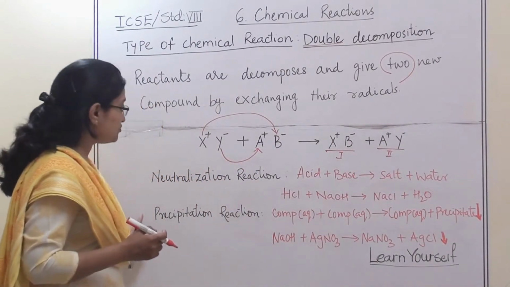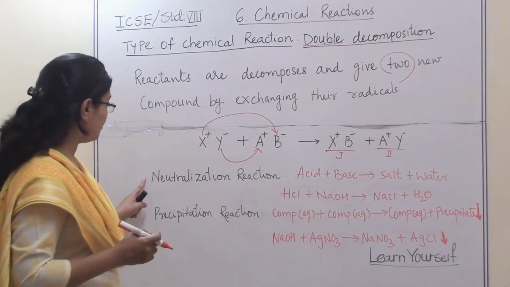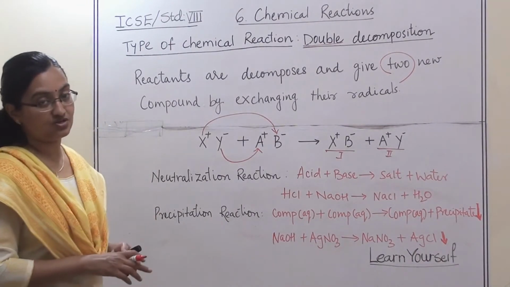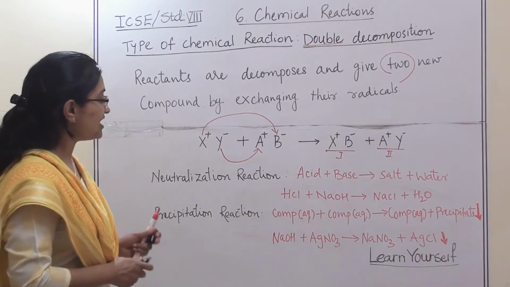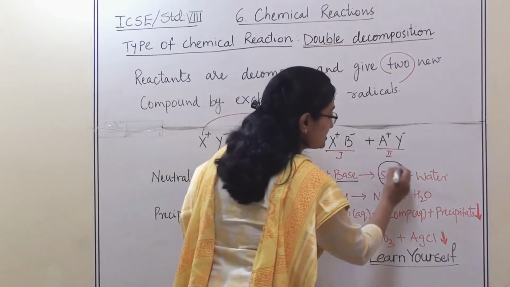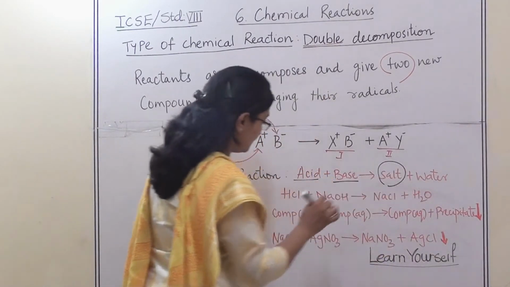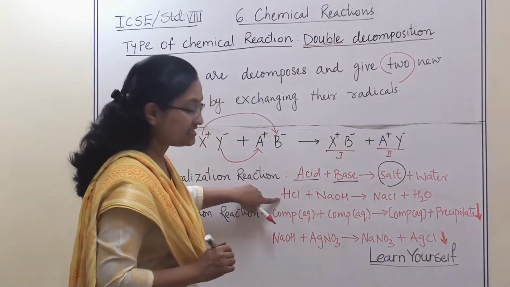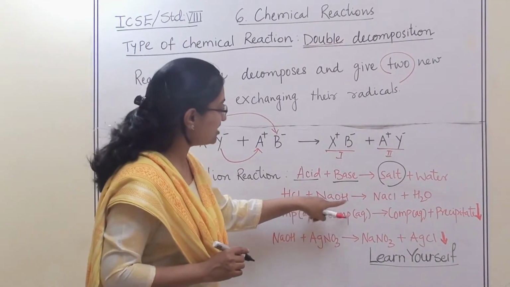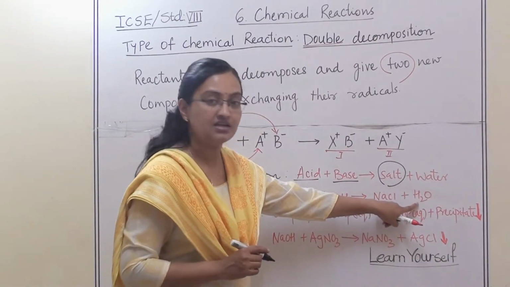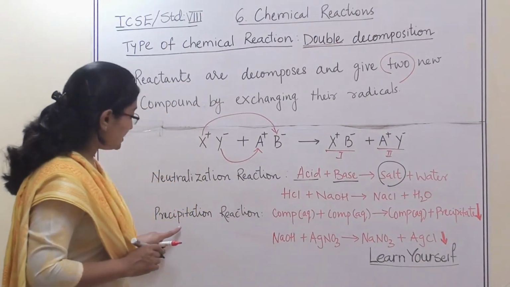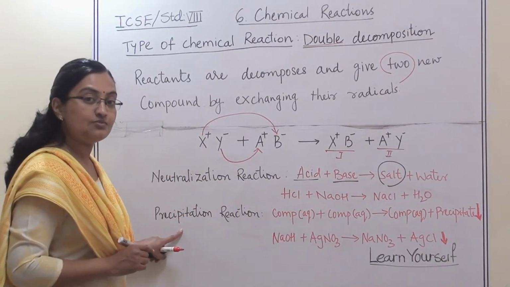There are two types of double decomposition reaction. First is the neutralization reaction. Second is the precipitation reaction. What is a neutralization reaction? When acid reacts with base, it gives us salt plus water. What is the acid here? HCl. Hydrochloric acid reacts with a base, that is NaOH, and gives us salt and water. This is a neutralization reaction. Second is the precipitation reaction. What is a precipitation reaction?